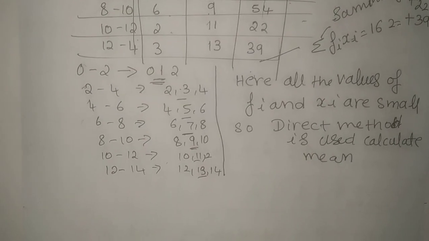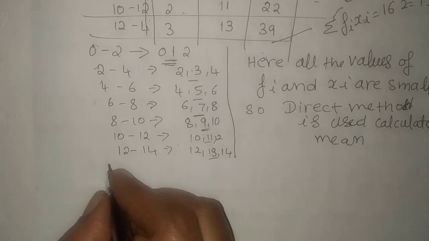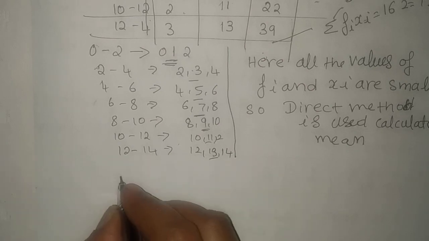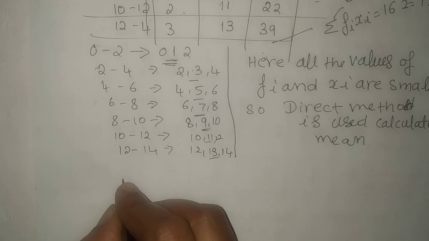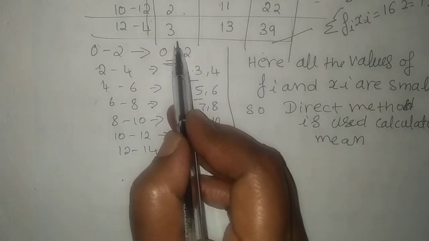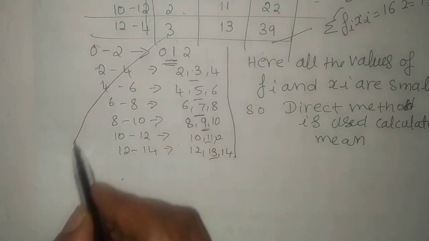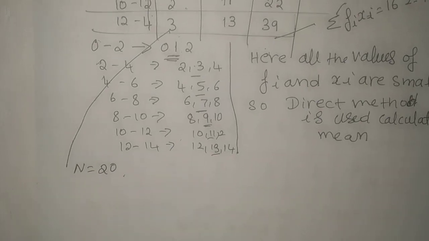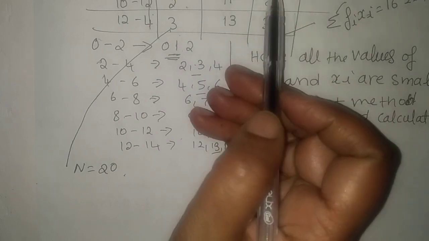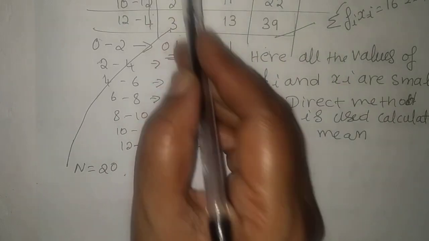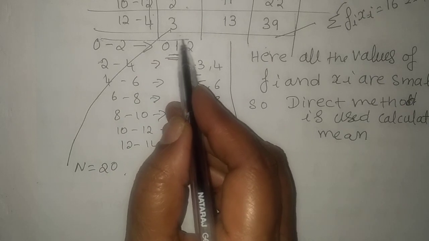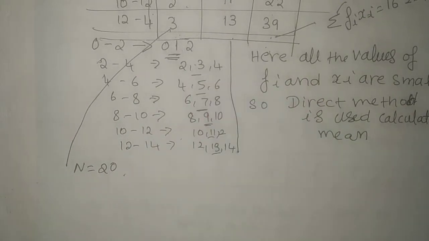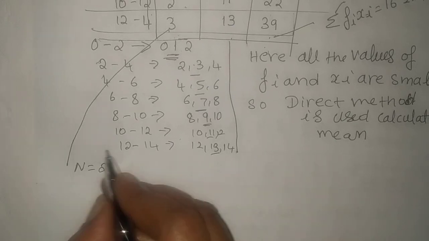After this, we have the total number of houses also. Add this, so we have this one as n is equal to 20. So adding all this, you will get it, and there is one more. So here you write down all the data. After this, n is equal to 20.